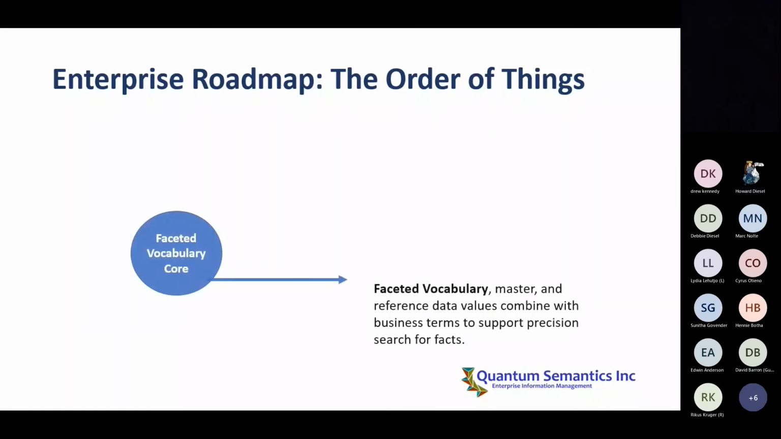So this is what we're talking about today: this faceted vocabulary core. We call it Q6 core. It contains master and reference data values combined with business terms. And just to make sure that I'm not talking to air, if somebody somewhere could say, yeah, we still hear you, that'd be great. Yes, we do, John. Okay, yes. Cool. Definitely. Thank you. So that's the core.